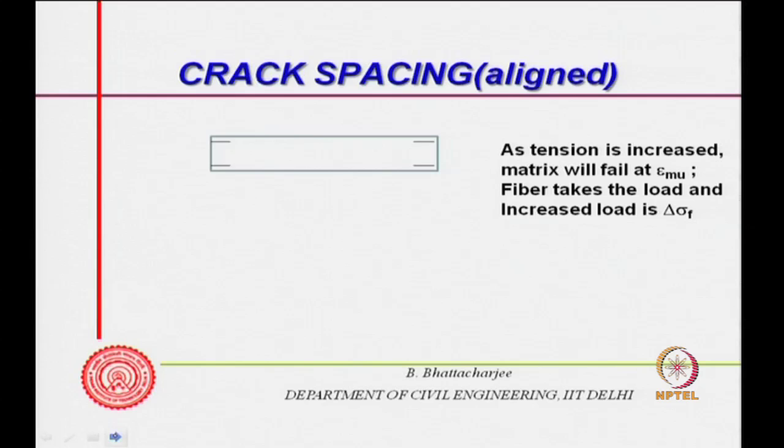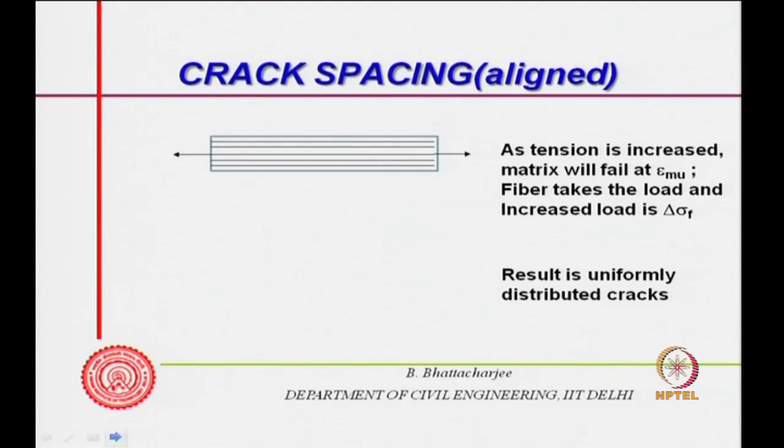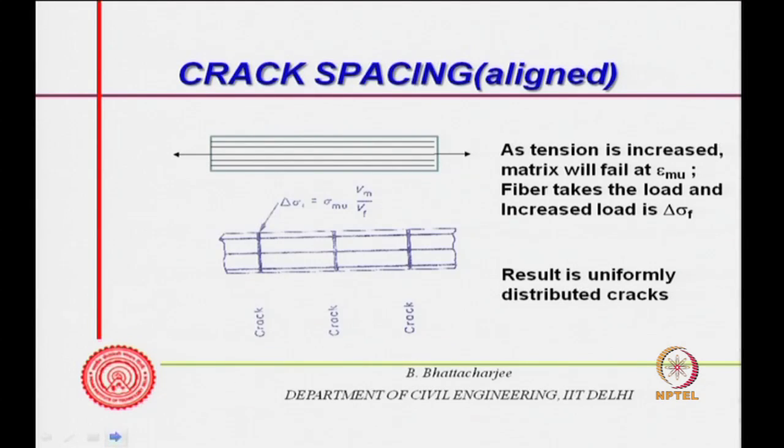So, this is my matrix and these are my fibers, right, and I am applying pull along this direction, and let us say again it is all aligned. As I apply my pull, the matrix is failing first, because I have said my matrix is weak. So, the weak matrix will fail first, and therefore, cracks will come at certain regular spacing. In fact, at this point in the crack, there is some slippage also. The fiber will take all the load, because it is still strong, and therefore, it will take additional stresses. We will come to this additional stress later on.